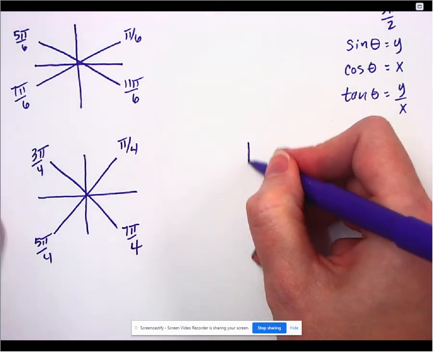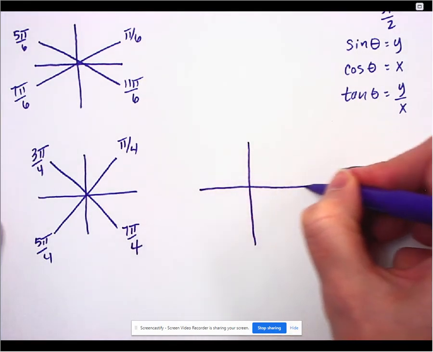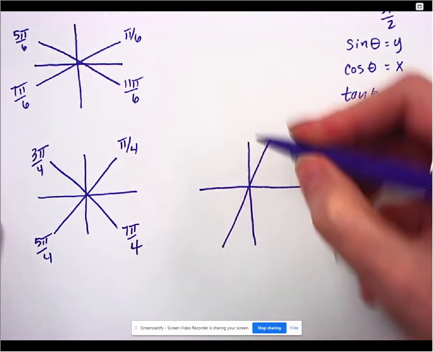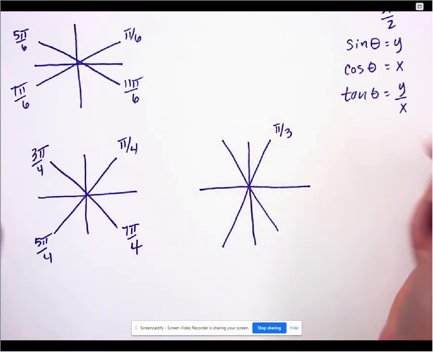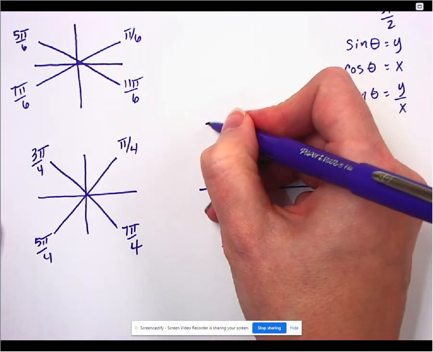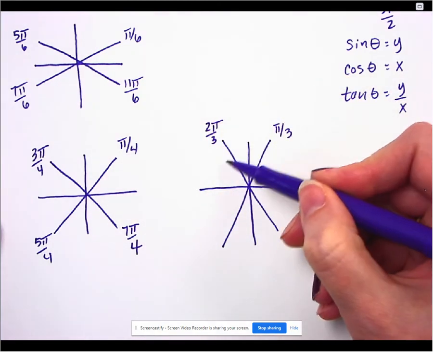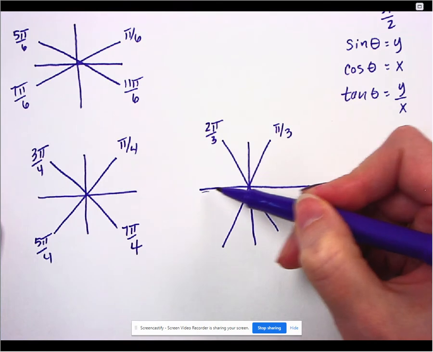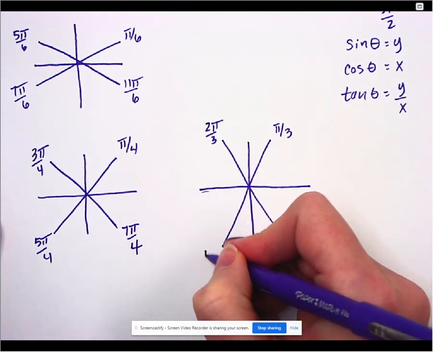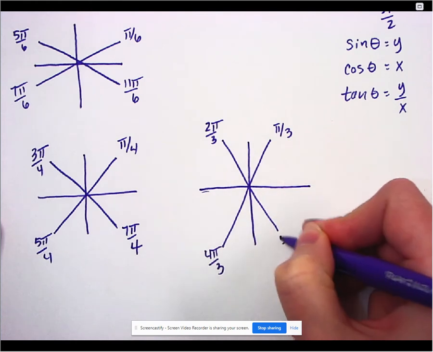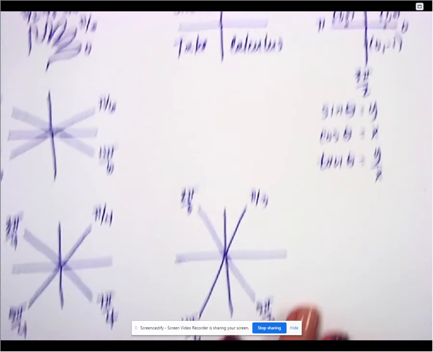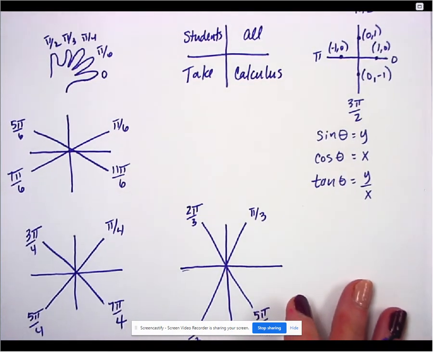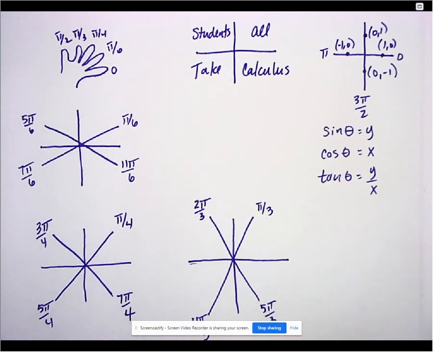All right, and then pi over 3 isn't too bad either. All right, so that one's pi over 3. The next one would be 2 pi over 3. All right, and then we rotate again. This is 3 pi over 3, or just pi. And then we have 4 pi over 3, and then 5 pi over 3. The next one is 6 pi over 3, which is 2 pi. Okay, so this is something that we are going to draw every single day until you guys have it permanently in your brain.